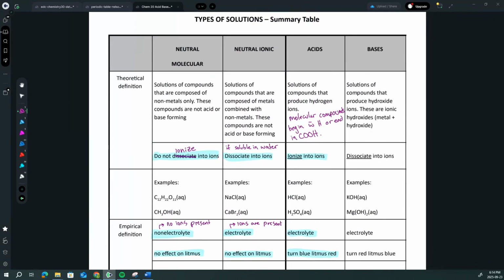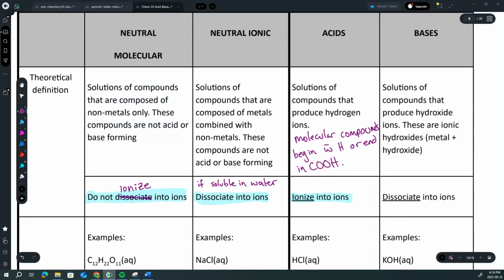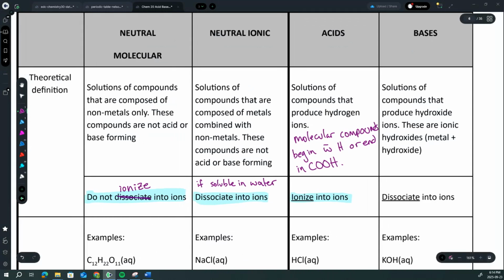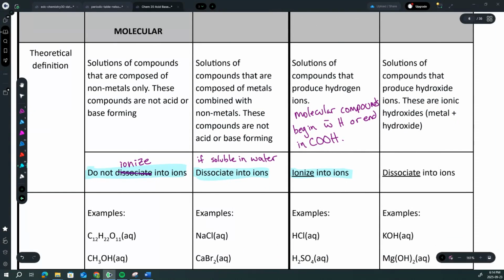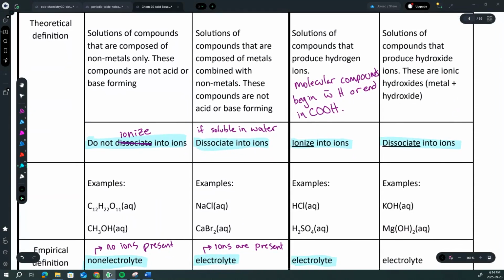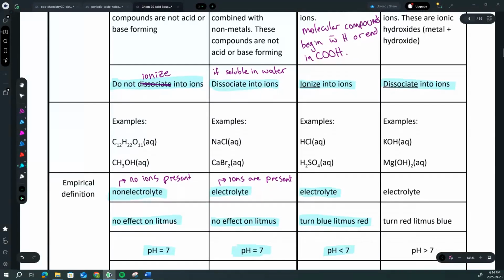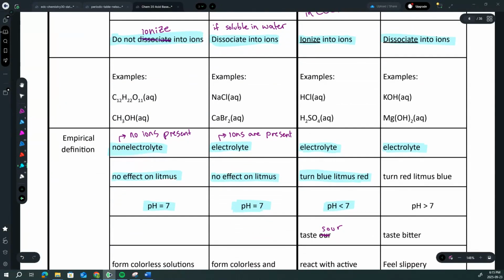Bases can be ionic compounds. They can also be molecular compounds as well. Strong bases typically are ionic compounds. They are going to dissociate into ions, assuming they're soluble in water. Some examples would be potassium hydroxide or magnesium hydroxide. Assuming they are soluble in water, they will be electrolytes, and bases turn red litmus paper blue. Blue litmus paper will still remain blue.